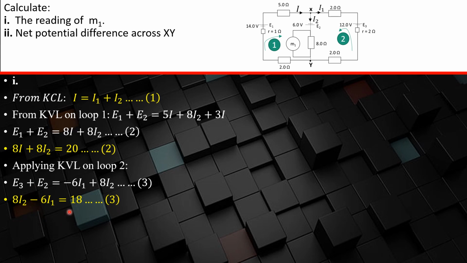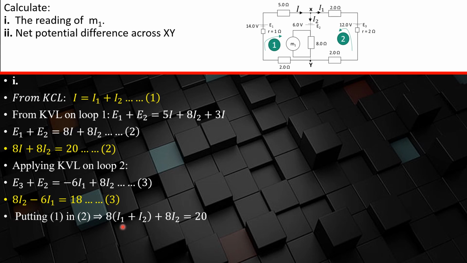I can simplify: E3 plus E2 means 12 plus 6, which gives me 18. You can rearrange and put it like that. Notice that equation 2 and equation 3 from Kirchhoff's voltage laws both have I2 in common, so I cannot touch I2. I can either touch I or I1. I've decided to touch I, so I'll take equation 1 and put it in equation 2. I is I1 plus I2, so I'll put I1 plus I2 here.